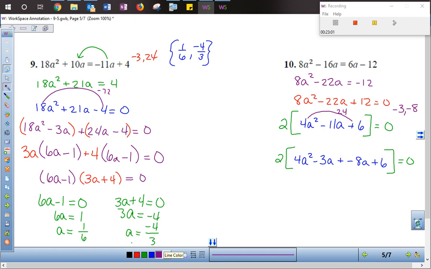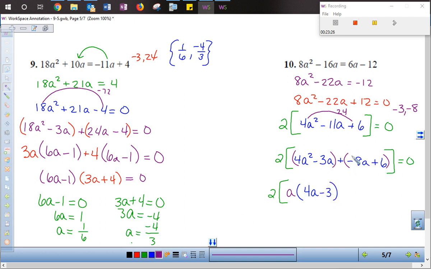Now I can go through and group my terms. So 4a squared minus 3a and negative 8a plus 6. And next we take out our greatest common factor. So I'll bring down my 2. 4a squared minus 3a both has an a in common. And 4a squared divided by a leaves me with 4a. 3a divided by a leaves me with a 3.